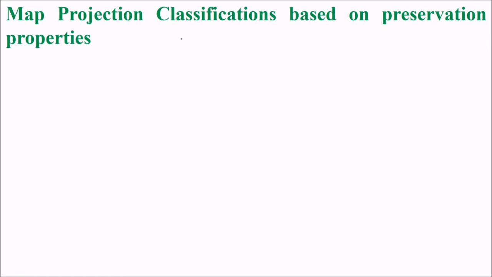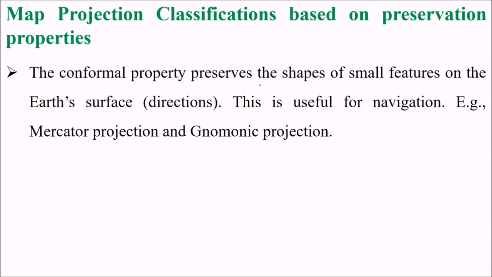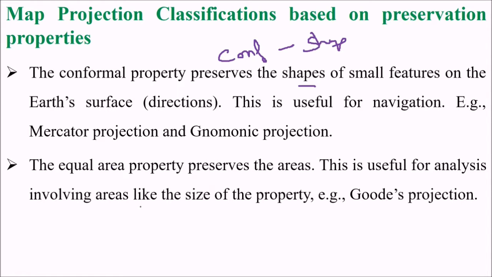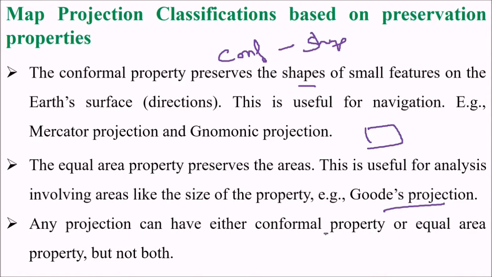What about map projection classification based on preservation properties? The conformal property preserves shape. Conformal means they preserve the shape on the Earth's surface, and this is useful for navigation. For example, Mercator is conformal, and the gnomonic projection is conformal. The equal area property preserves area. Conformal means shape, equal area means area. This is used for analysis involving areas, like the size of a property. We have the Goode projection in this category. Any projection can have either the conformal property or equal area, but it cannot have both.